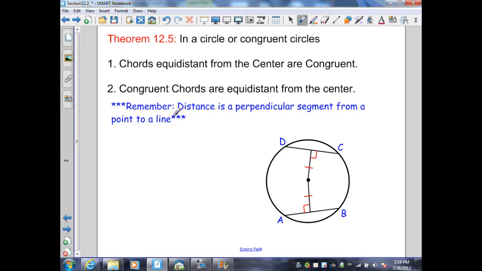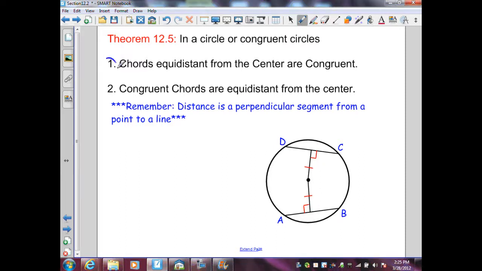Remember, the distance is a perpendicular segment from a point to a line. Therefore, when I have chords equidistant from the center, I must have a segment from the center of the circle that is perpendicular to the chord. In the diagram, I have two segments that are starting at the center and are perpendicular to the chords. And those two segments are congruent.